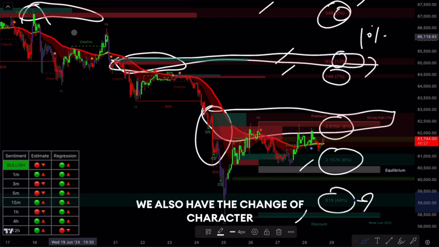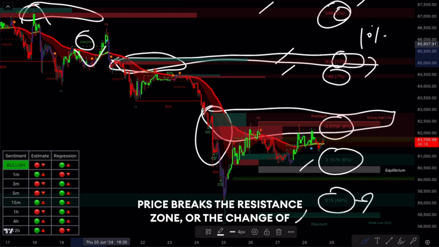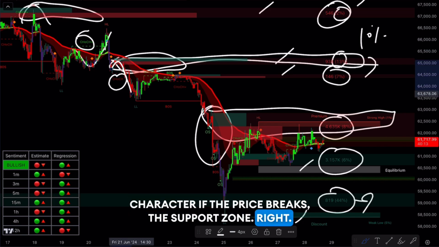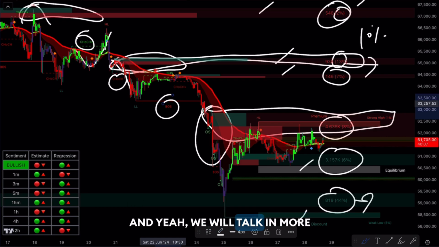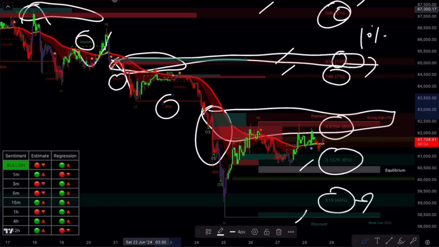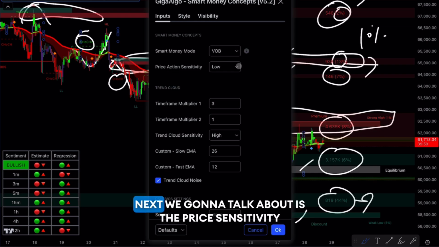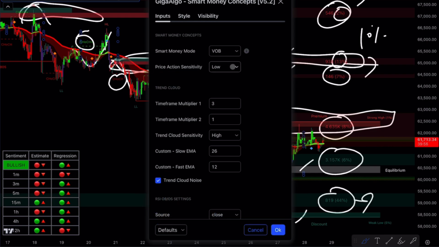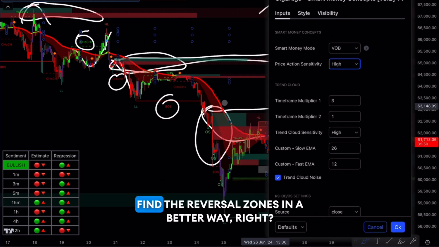We also have the change of character, if the price breaks the resistance zone, or the change of character if the price breaks the support zone, right? So again we have the break of structure, and yeah, we will talk more in depth in the upcoming videos. So this was the smart money mode. Next we're gonna talk about is the price sensitivity, and how we can change the price sensitivity and find the reversal zones in a better way, right?